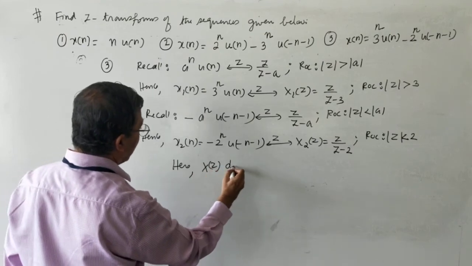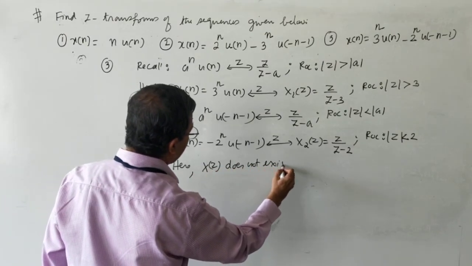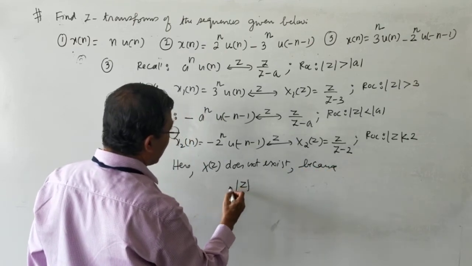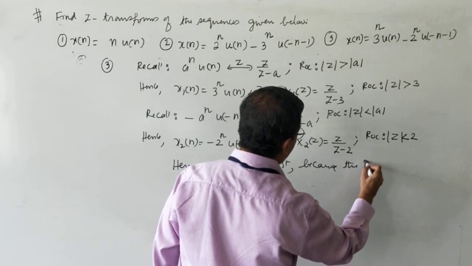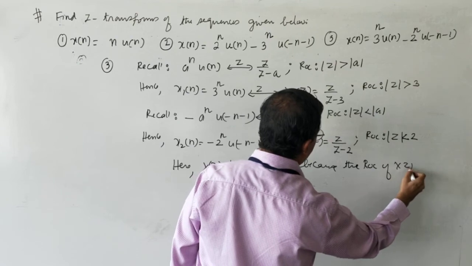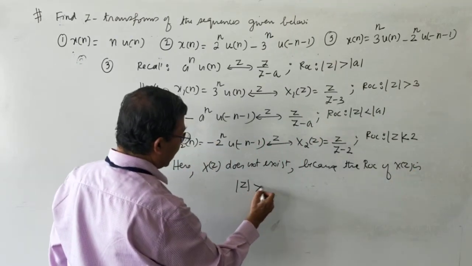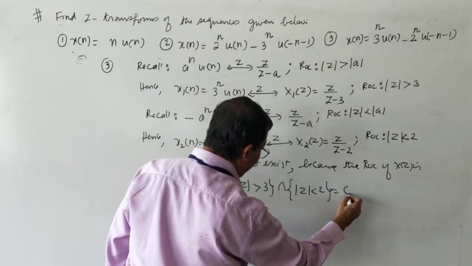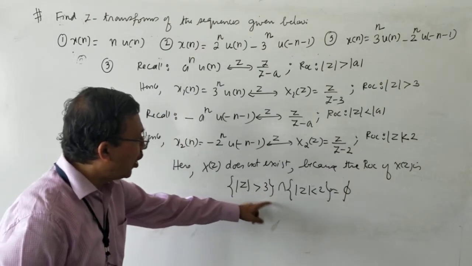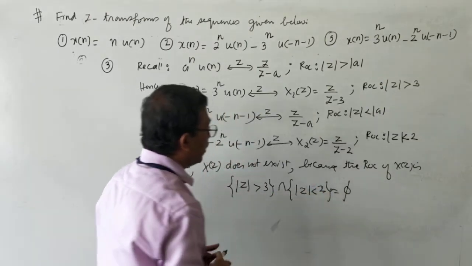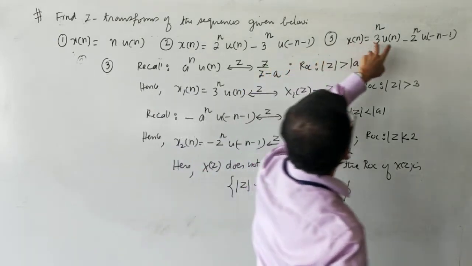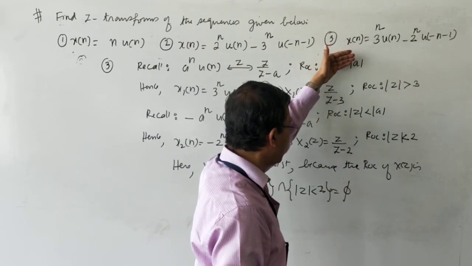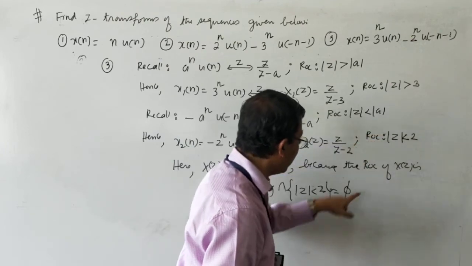Here x of z does not exist. Why does it not exist? Because the ROC of x of z is mod z greater than 3 intersecting with mod z less than 2, which is a null set. Mod z greater than 3 and mod z less than 2 concurrently cannot exist. That means individually these two functions have z transforms, but when combined the z transform doesn't exist, because the intersection of the two ROCs is a null set.